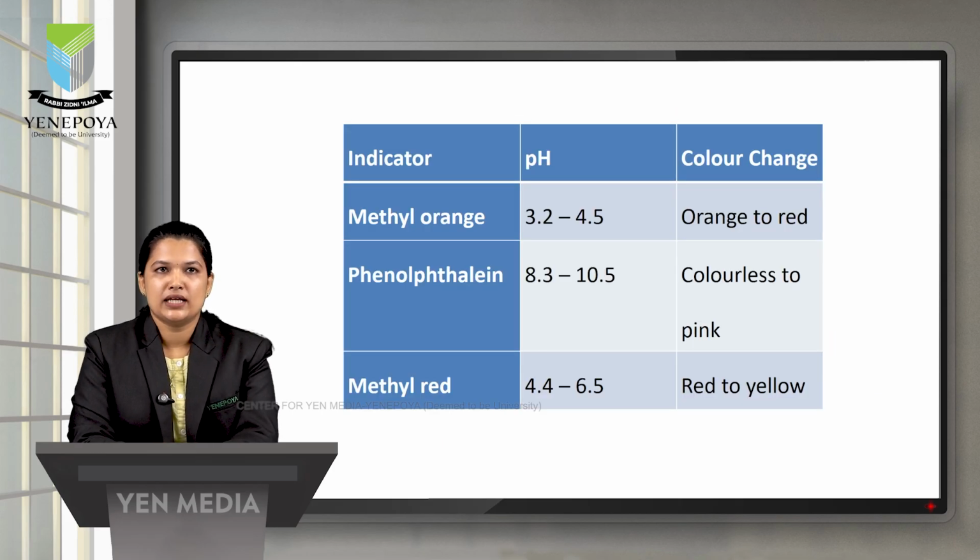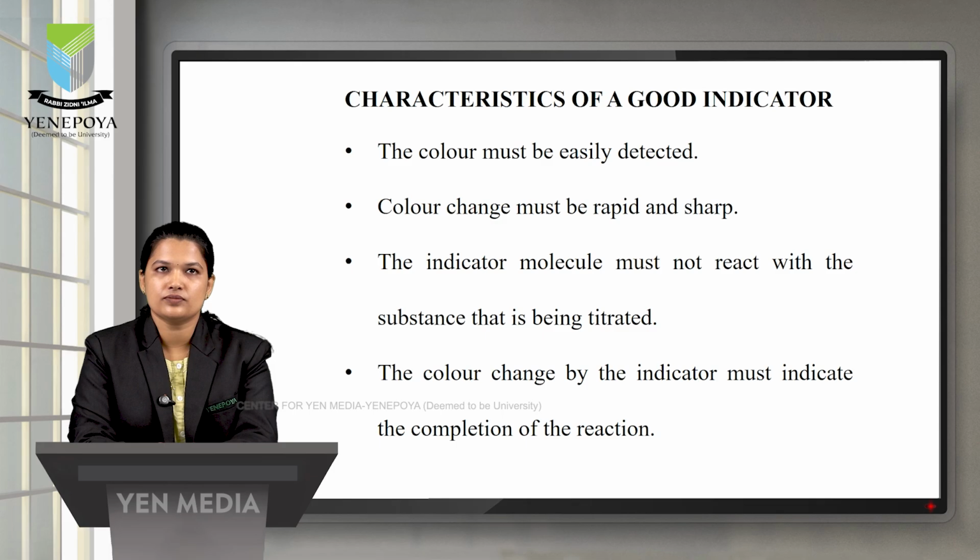The indicators are methyl orange, phenolphthalein and methyl red. Methyl orange has a pH range of 3.2 to 4.5, and the color changes from orange to red. Phenolphthalein has a pH range of 8.3 to 10.5, and the color changes from colorless to pink. Methyl red is 4.4 to 6.5, and the color changes from red to yellow.